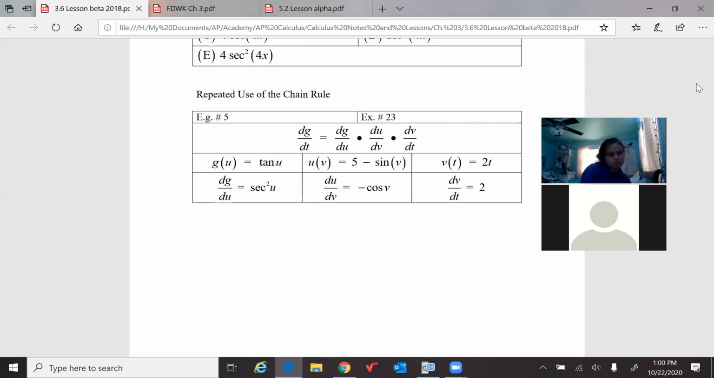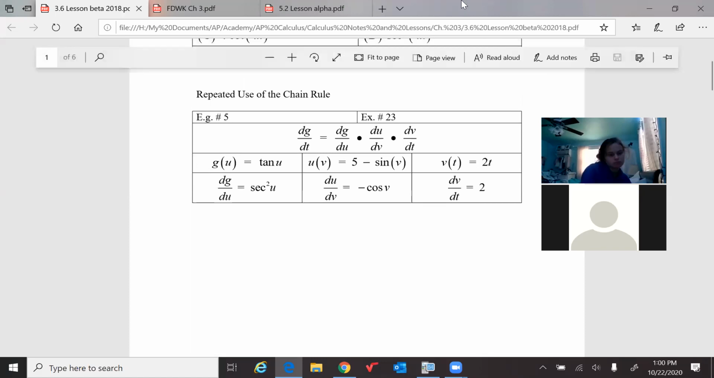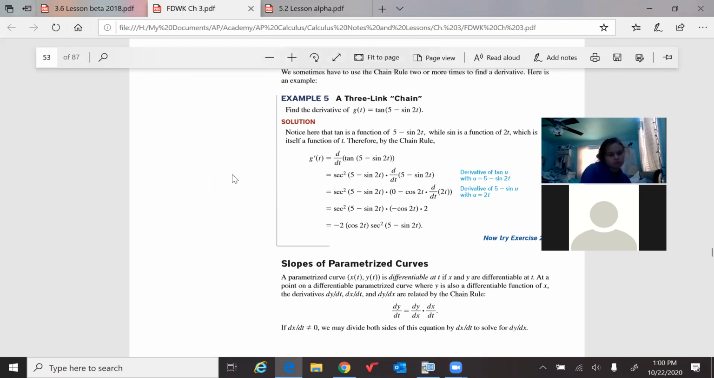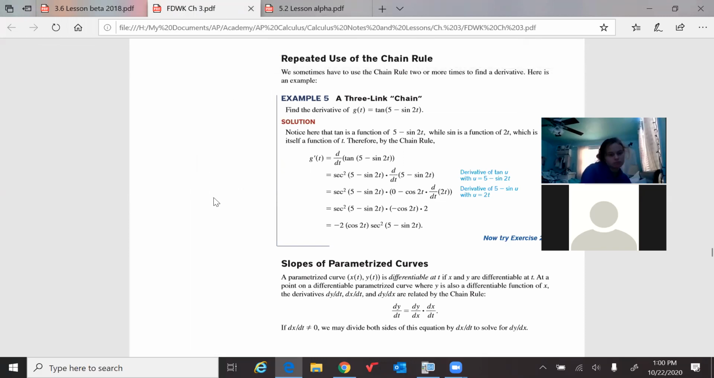Now, in example 5, there's 3 links in the chain. It's the chain rule, but you have to apply it twice. If you look at the question, ready? I didn't rewrite the question up here. You want to go do the problem inside out. So I bring up the textbook. I didn't write the question. You want the derivative of this mess.